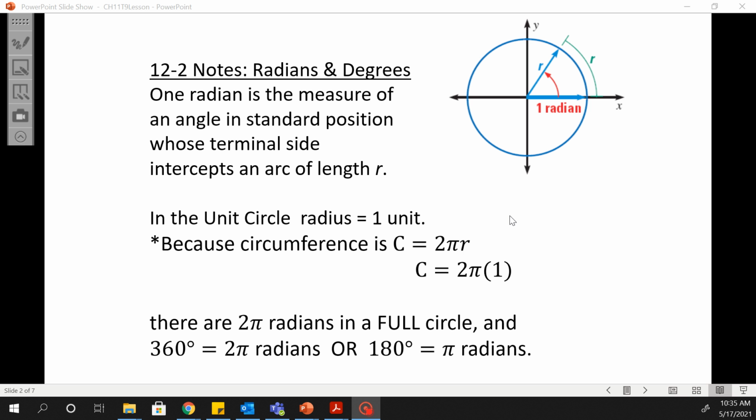The unit circle is a circle of radius 1, so the radius is 1 unit. Since the circumference of a circle is 2 pi r, the circumference of the unit circle is just 2 pi. So there are 2 pi radians in a full circle, and 360 degrees is the equivalent of 2 pi radians. Or 180 degrees is pi radians. A half circle is pi radians.